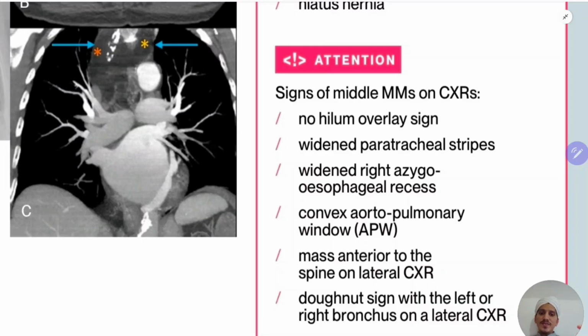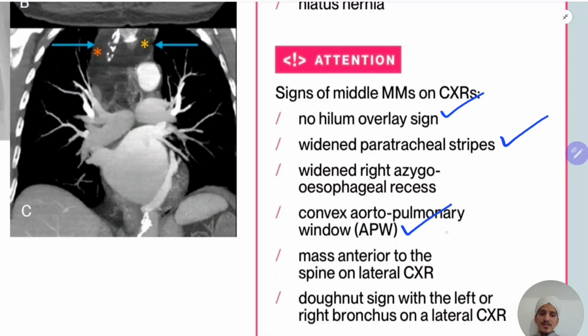The hilar silhouette sign is present. That's why the hilum overlay sign is absent. And you will find widened paratracheal stripes, as you saw in the previous chest X-ray. And this one, a convex aortopulmonary window.